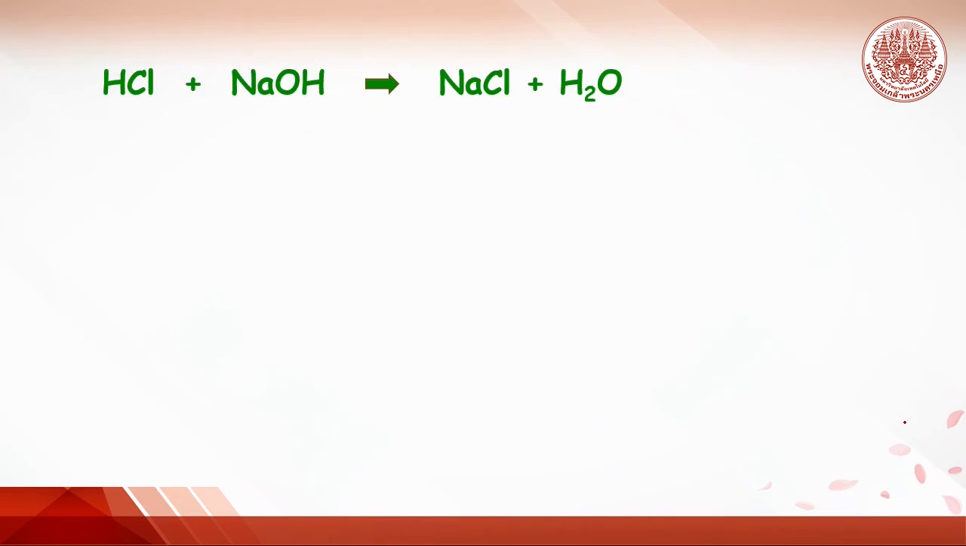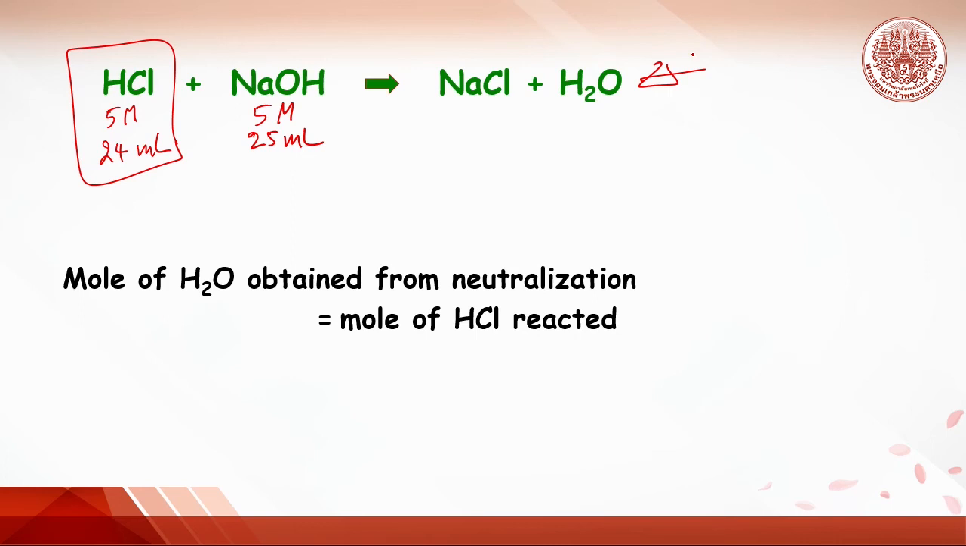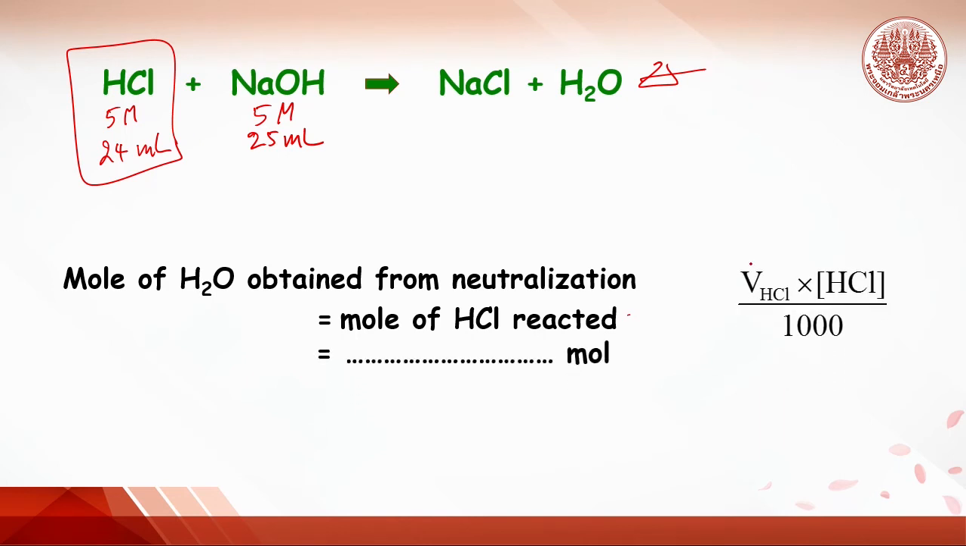Back to the reaction. The concentrations of acid and base are equal, at 5 molar. In the experiment, we use hydrochloric acid only 24 ml while the sodium hydroxide is 25 ml. So, hydrochloric acid is the limiting agent and this equation is already balanced. So we can conclude that the mole of hydrochloric acid used is equal to the mole of water from neutralization. The mole of hydrochloric acid can be calculated using this ratio, where volume is 24 ml and concentration of hydrochloric acid is 5 molar. So we get Z mole. We get water, C mole, now.